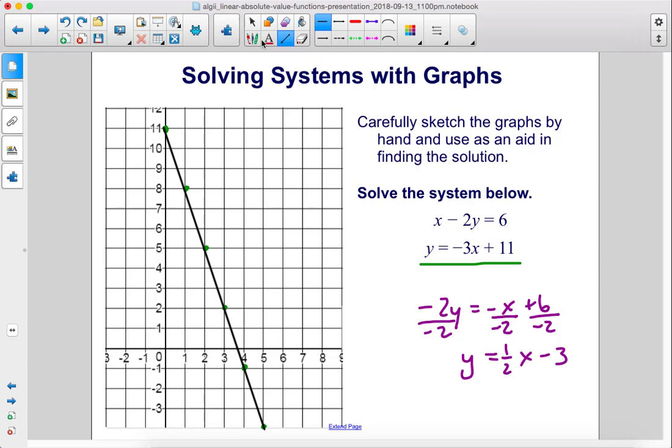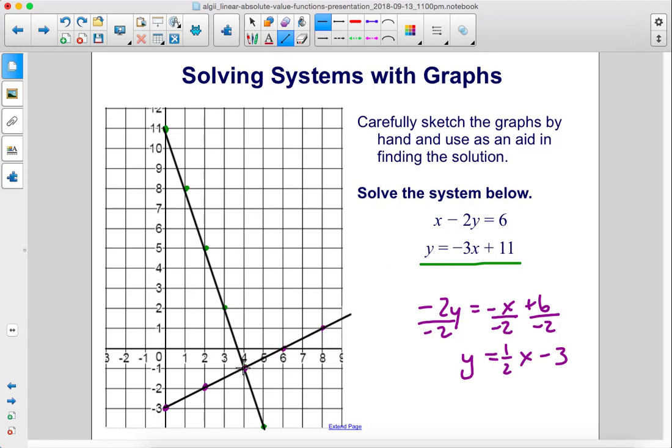All right, and now let's graph the other line. Y equals 1/2 x minus 3. So we have our point at negative 3, and then we have a slope of 1/2. So we go up 1 over 2, up 1 over 2, up 1 over 2, up 1 over 2. So we can connect those as well.